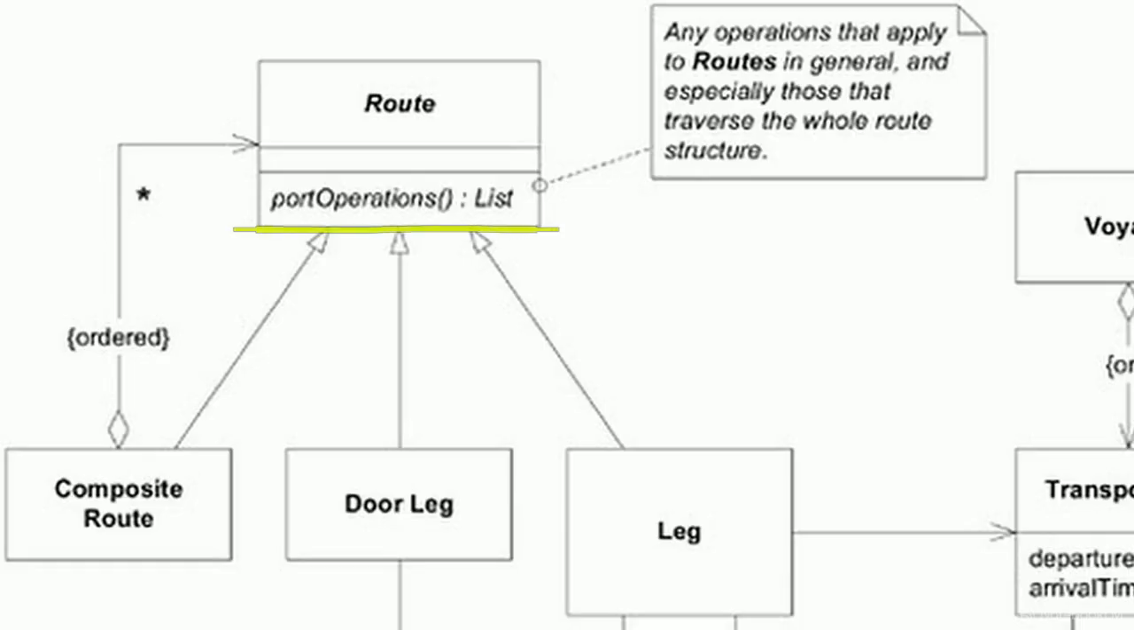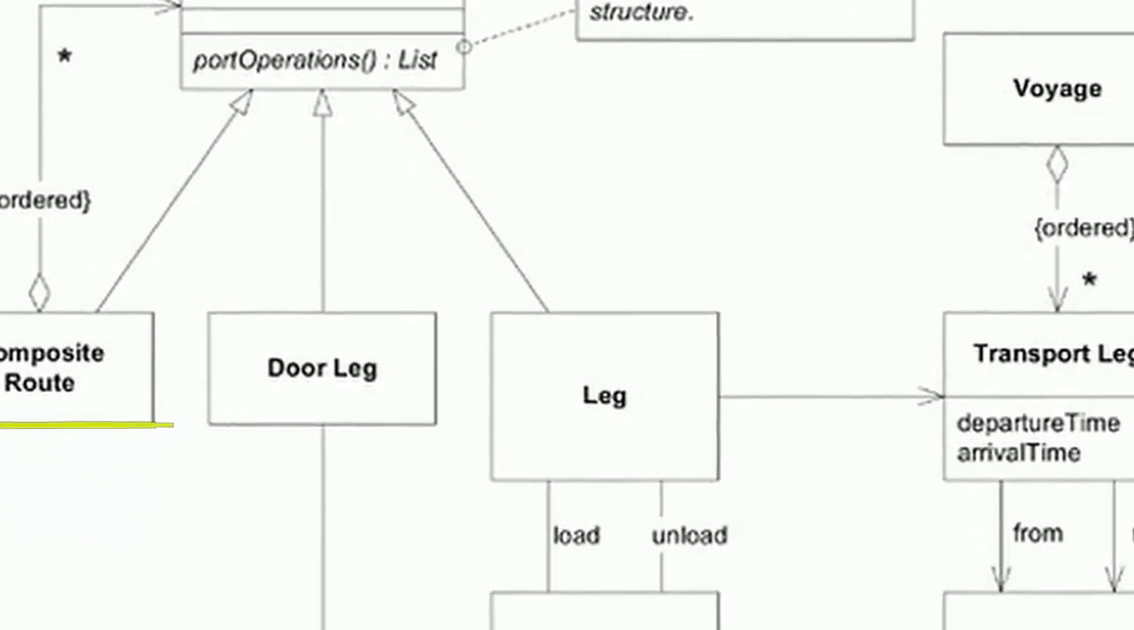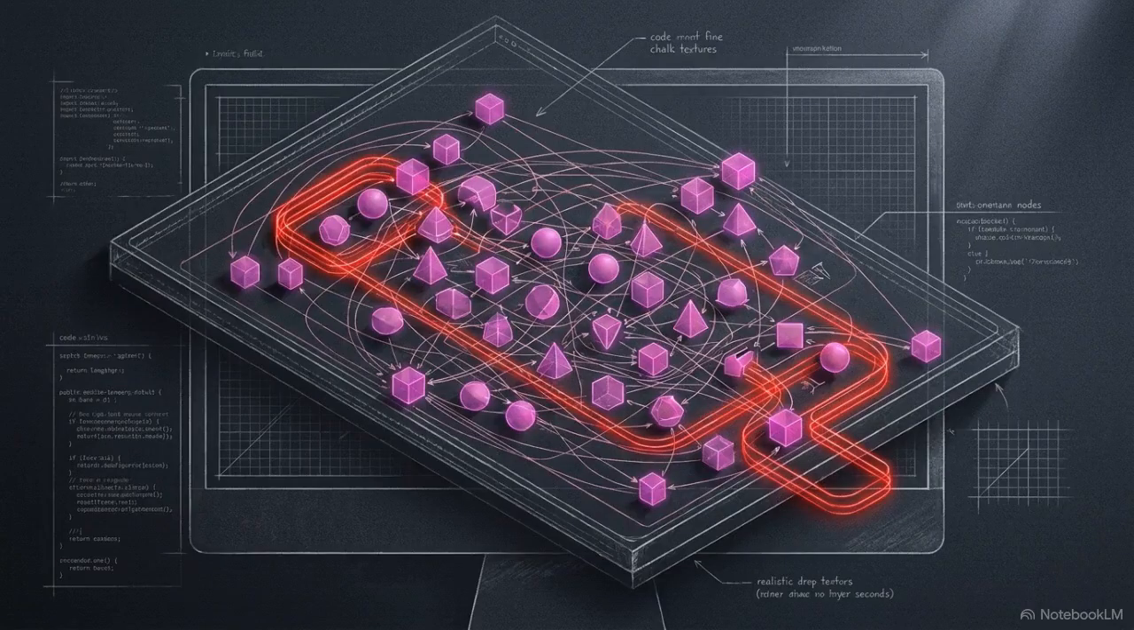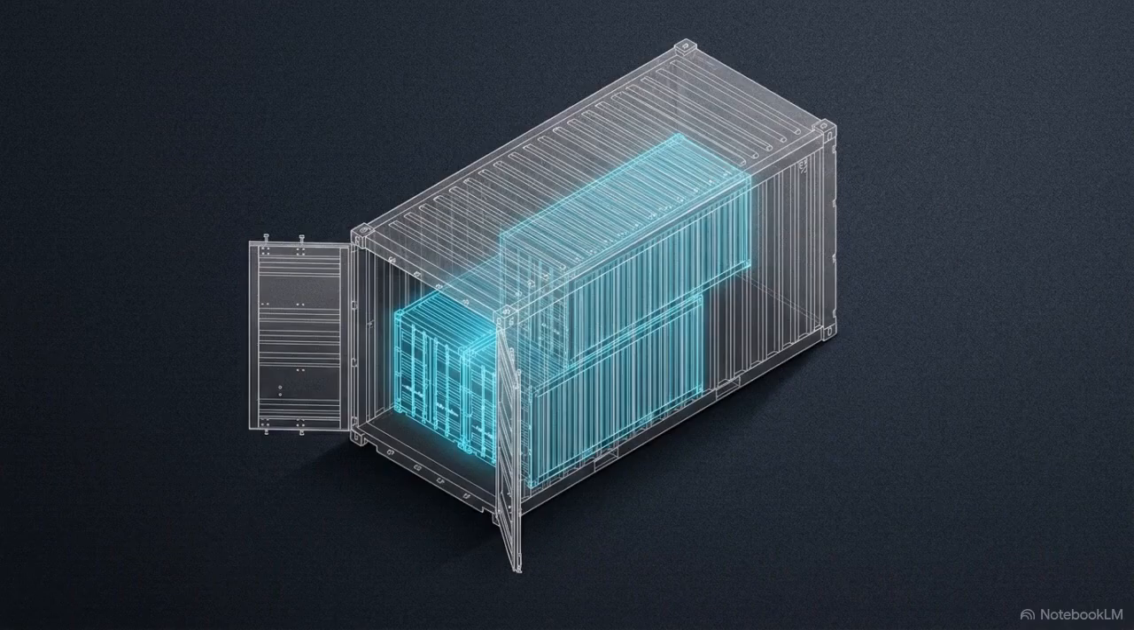This diagram models a shipping itinerary, defining a route abstract class and its relationship to a composite route node. It shows how a global route is constructed by nesting specific transport legs and door legs in strict chronological order. Using the composite pattern simply because a developer wants a convenient recursive tree implementation in their code leads to fragile design. The pattern survives the forge here only because the real-world business domain naturally operates as a nested hierarchy.